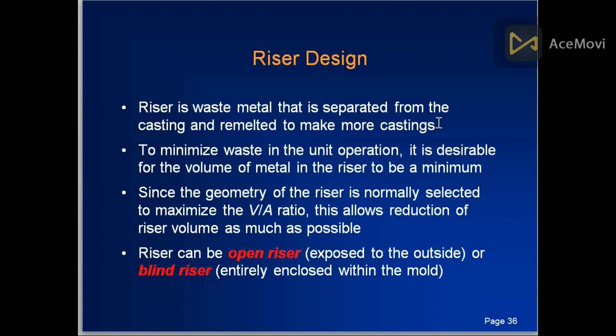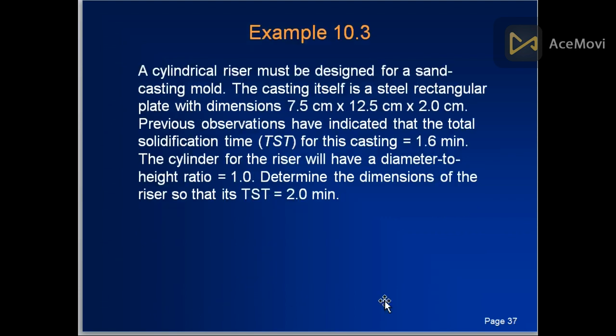Riser is waste metal that is separated from the casting and remelted to make more castings. To minimize waste in this unit operation, it is desirable for the volume of metal in the riser to be minimum, and the volume to area ratio must be high. A riser can be an open riser exposed to the outside, or a blind riser that is entirely enclosed in the mold.